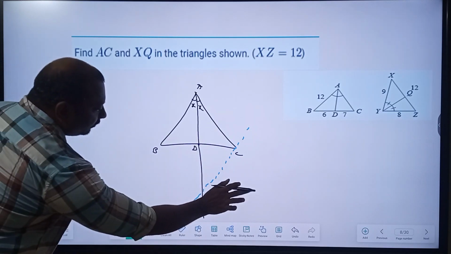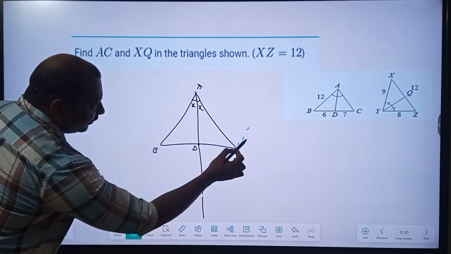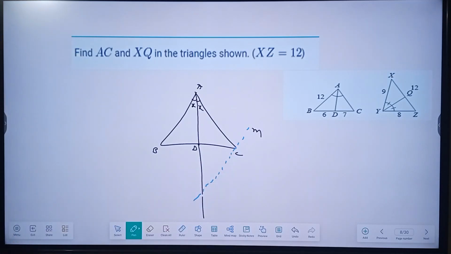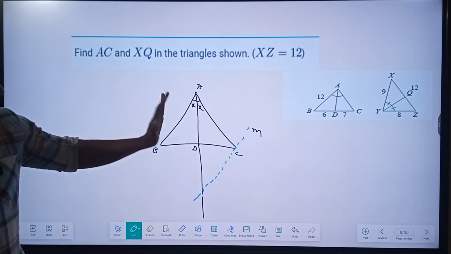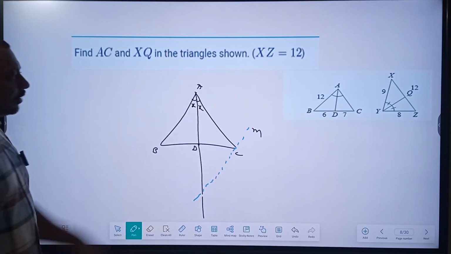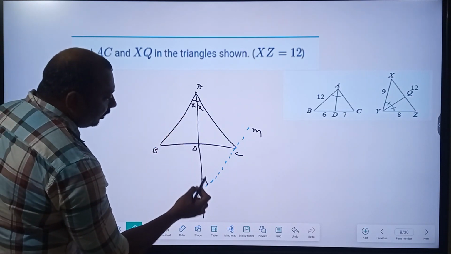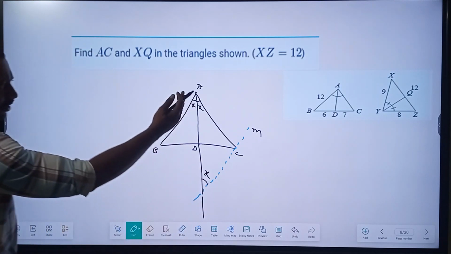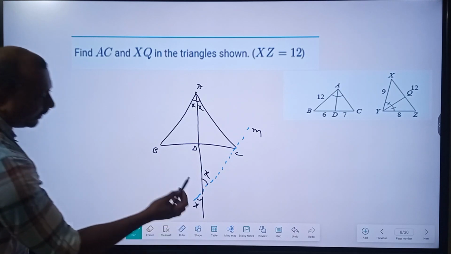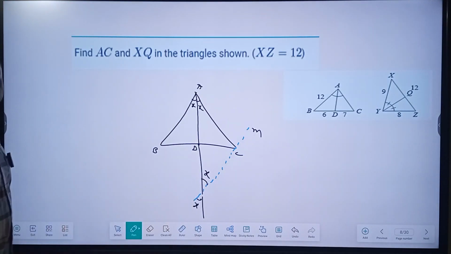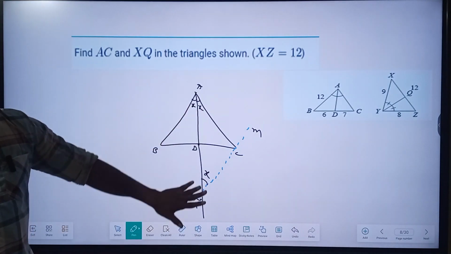This is CD. This is some line M. So it is the transversal to these two lines AB and M. Corresponding angle here is called X. Here this value also will be X, on the down left side. Here it will be X. Vertical angle, here it will be X, or directly alternate angles X.